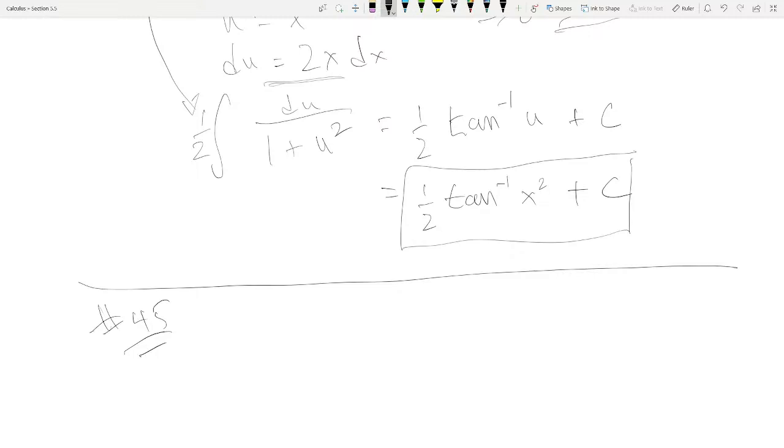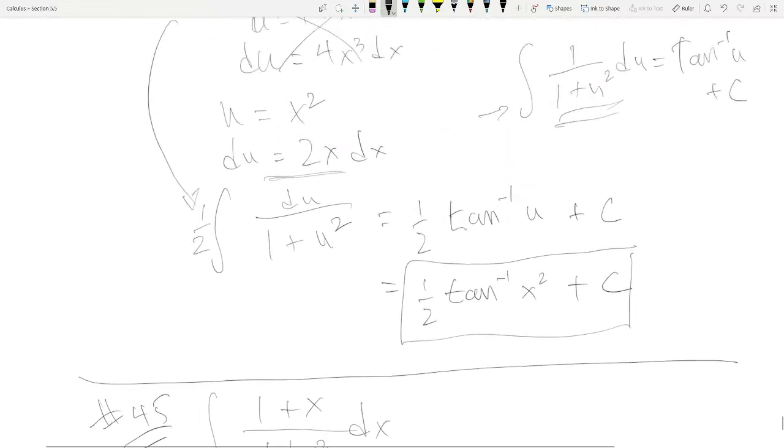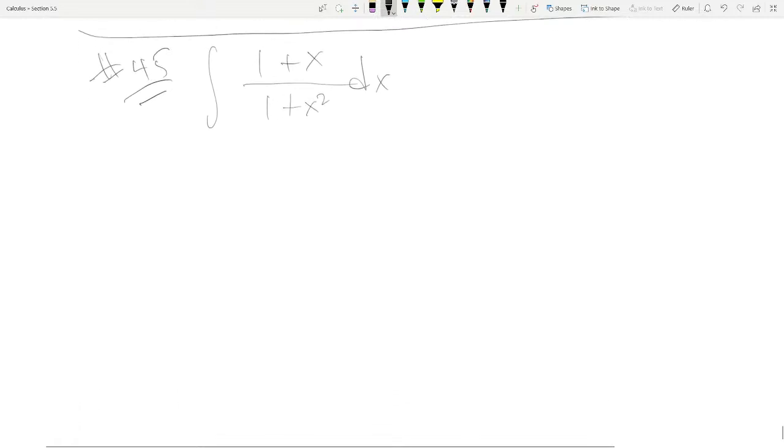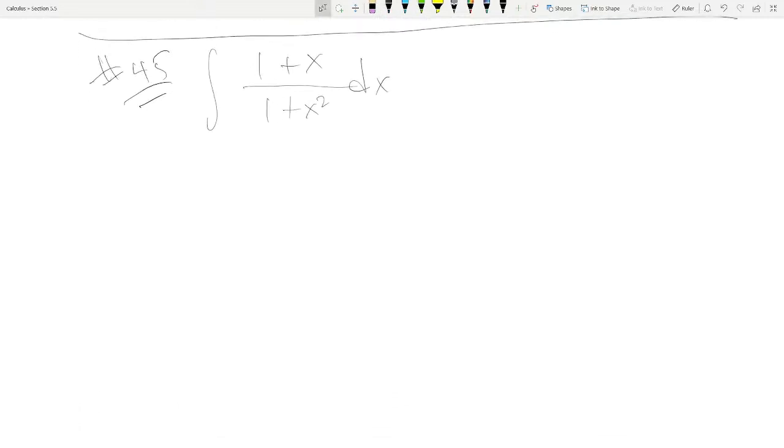Okay, this is a red numbered problem. Now we have the previous one fresh in our mind, so you see that 1 plus x squared in the denominator. That reeks of inverse tangent. The design of this problem is to really think of it as two integrals. This is the integral of 1 over 1 plus x squared dx plus the integral of x over 1 plus x squared dx. This one here is an inverse tangent. We can do it immediately.